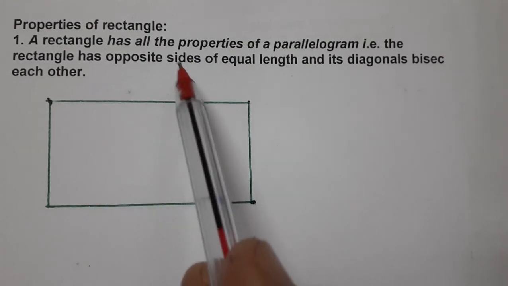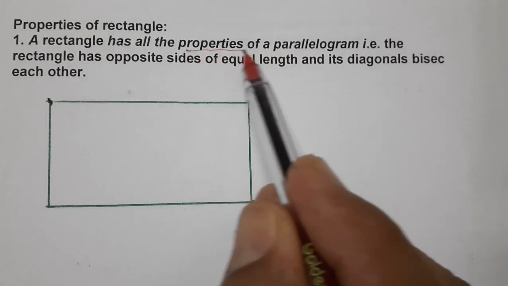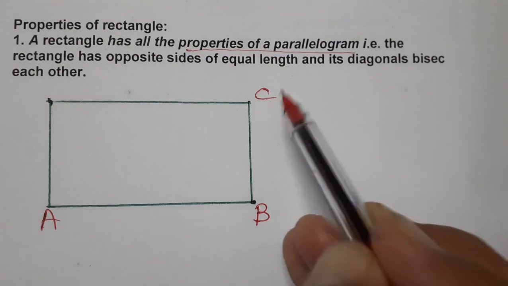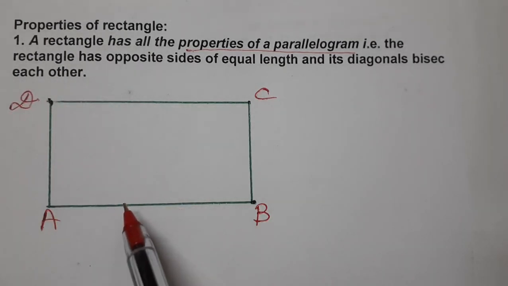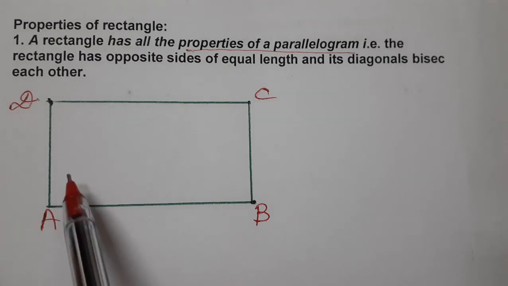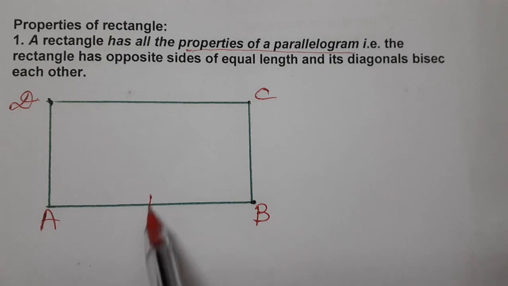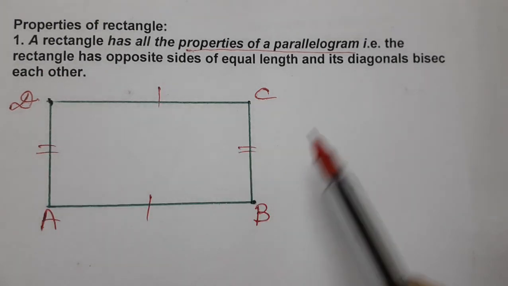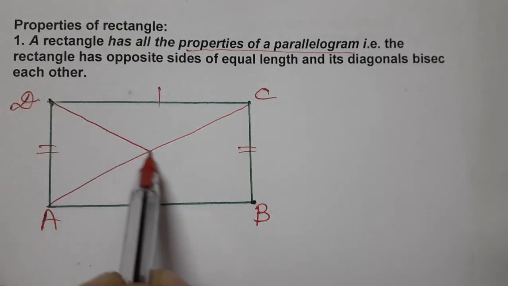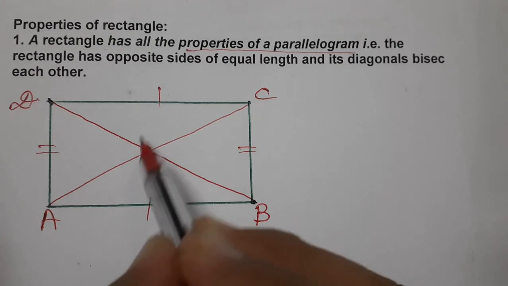The first property: a rectangle has all the properties of a parallelogram, because rhombus, rectangle, square, all are parallelograms only. So they will definitely follow the properties of a parallelogram. So this rectangle I have made is a parallelogram, a special type of parallelogram, and it has opposite sides of equal length, and diagonals bisect each other. So it has all properties of a parallelogram.